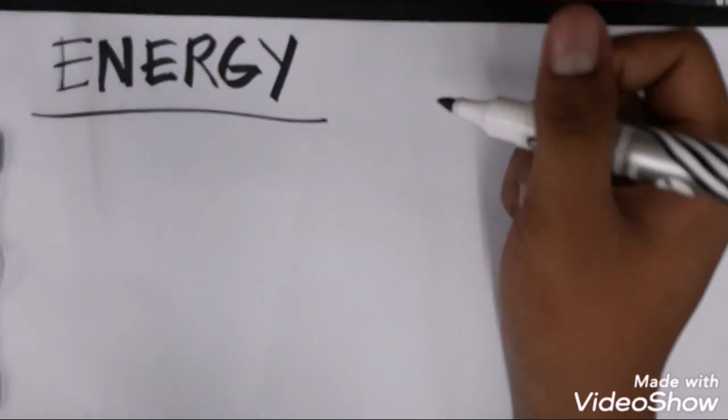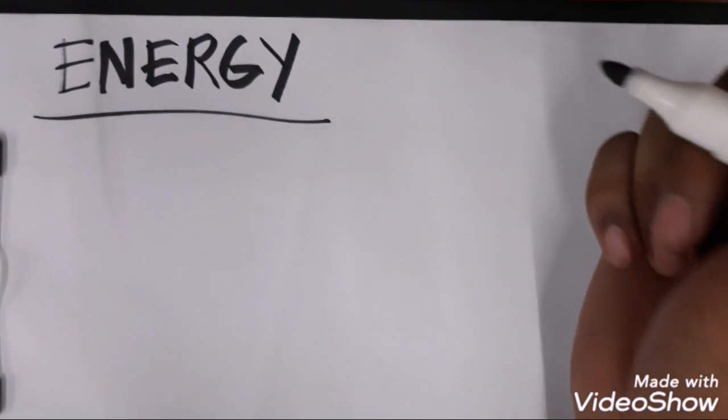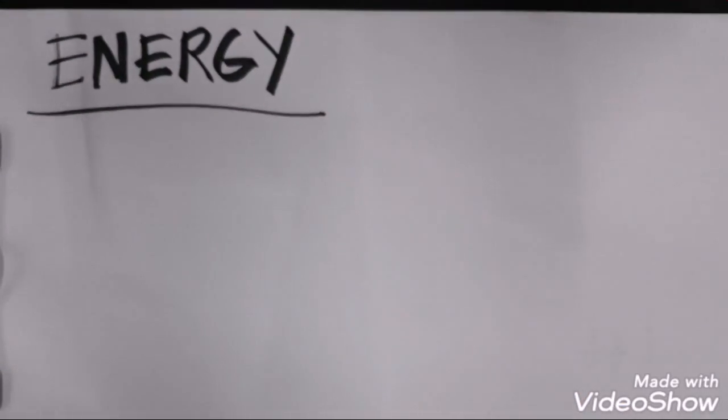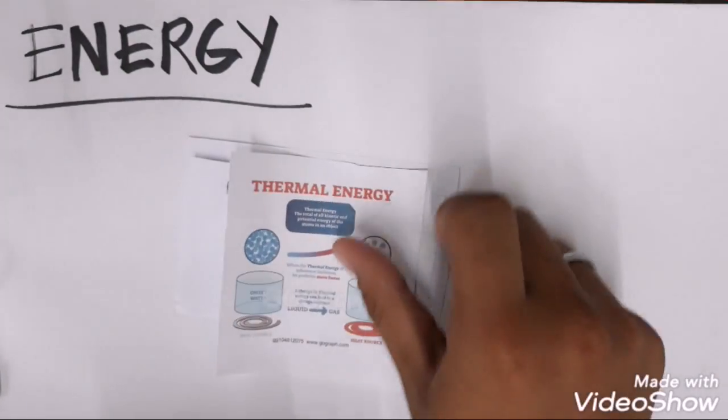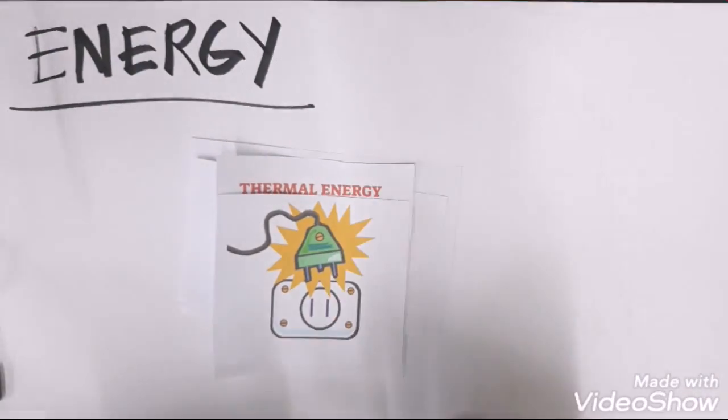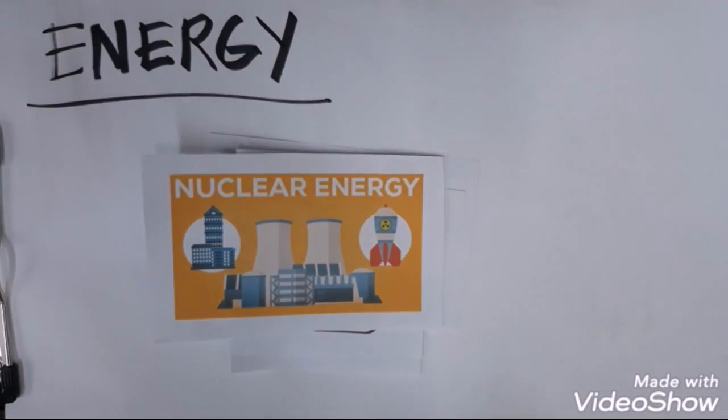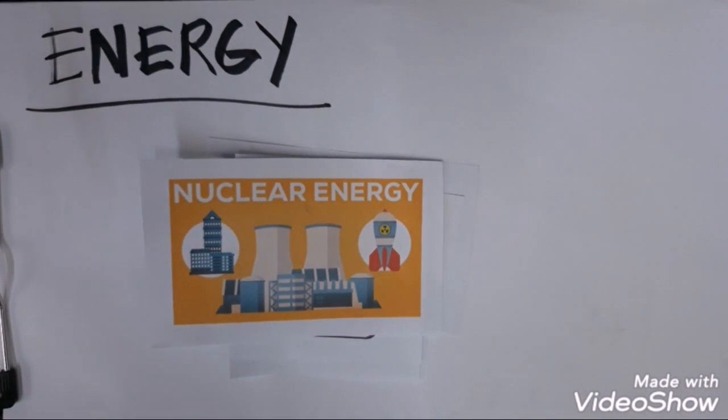In the previous video, we learned about work. So now, let's learn about energy. What is energy? Energy in physics is the capacity for doing work. It may exist in potential, kinetic, thermal, electrical, nuclear, or other forms of energy.